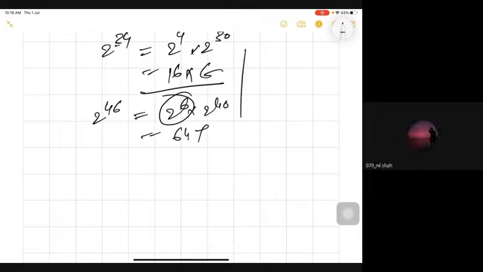Again, test. 2 raised to 15. Answer fast. 32, 32K, because it is 10.